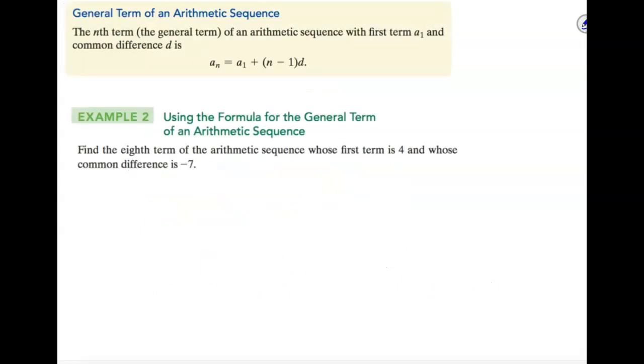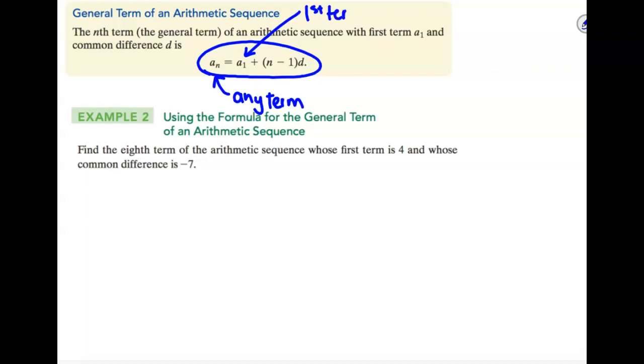The next topic is called the general term in an arithmetic sequence. So here is our equation for our general term. A sub n can represent any term in your sequence. A sub 1 is your first term in your sequence. N represents the number of terms, or the term number. And then d is your common difference.